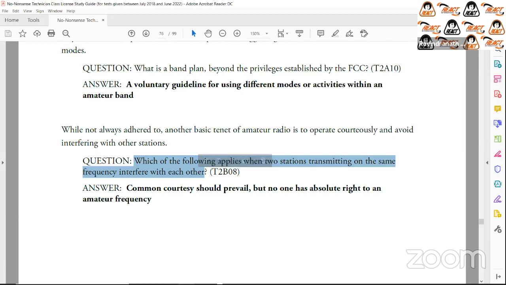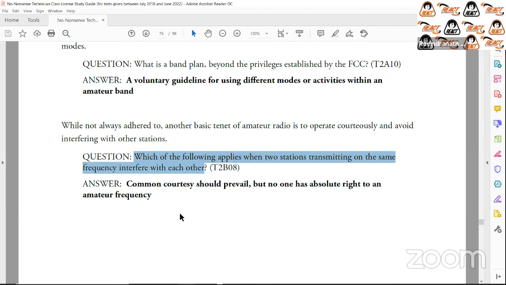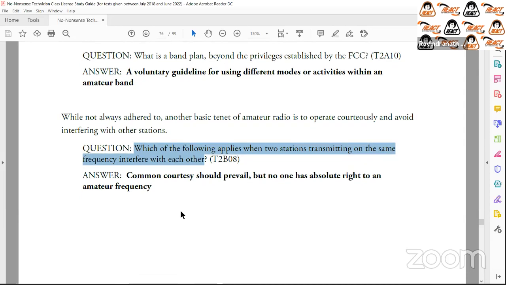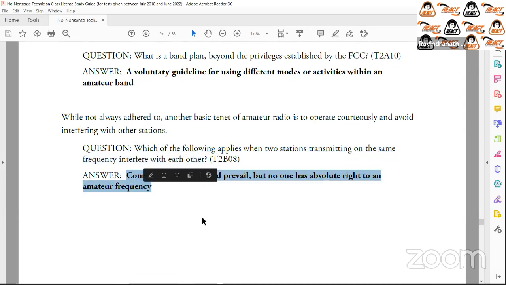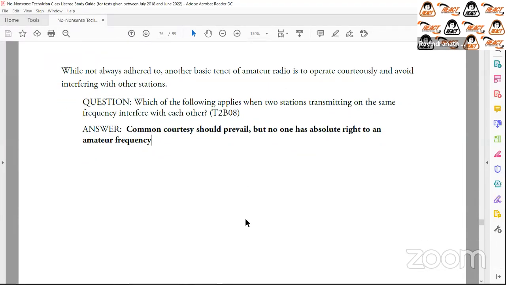Next question, which of the following applies when 2 stations transmitting on the same frequency interfere with each other? Remember, the slide had said courtesy is contagious, so just always remember to be courteous. Common courtesy should prevail, but no one has an absolute right to an amateur frequency. Remember, it's a shared space, shared spectrum. When you get your amateur radio license, you don't have any exclusive right to any of those frequencies. You share it with your fellow hams.